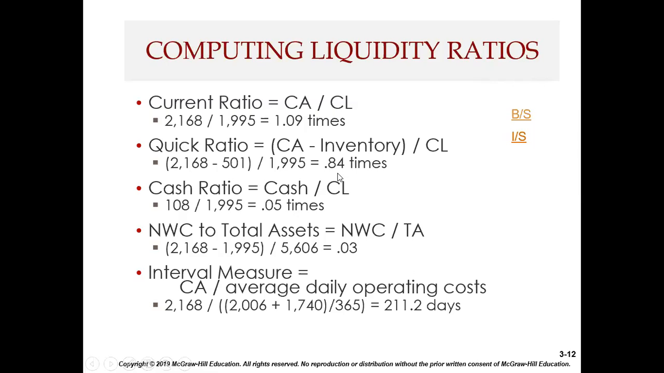And the way I like to look at this ratio is if all of your current liabilities became due, would you have enough money in these very liquid assets to pay them? And the answer is no. We only have 84 cents of really liquid assets to pay $1 of current liabilities. So we may want to look at that. I don't know if that's good or bad, but that's what our number is.